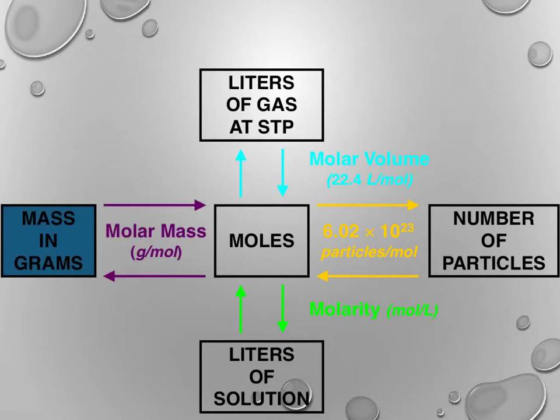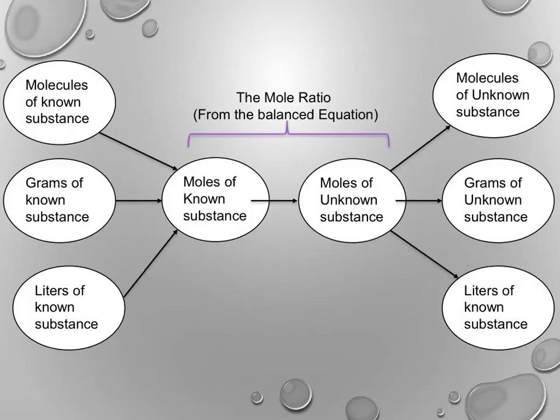Now, molarity is a little different. We're not going to go into that in a lot of detail until we cover solutions, which is 2 units from now. But here you see that you can convert moles to grams, moles to particles, moles to liters of gas, or moles to liters of solution. Now, in the next video, we're going to go over this mole map, which explains the process of stoichiometry step by step. So that will be a separate video.